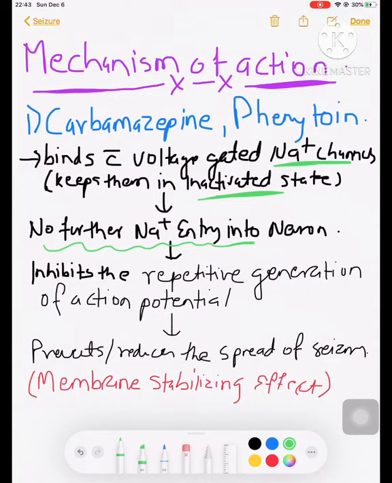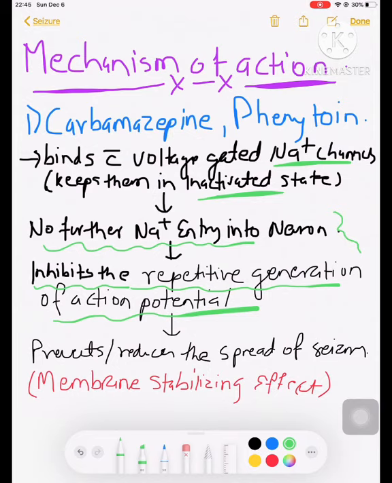Since no further sodium is entering, this will cause inhibition of repeated generation of action potentials, thus preventing or reducing the spread of seizures. This effect is basically a membrane stabilizing effect or neuron stabilizing effect. If the neuron is no longer firing after stabilization of its membrane, no further repetitive generation of action potentials occurs.